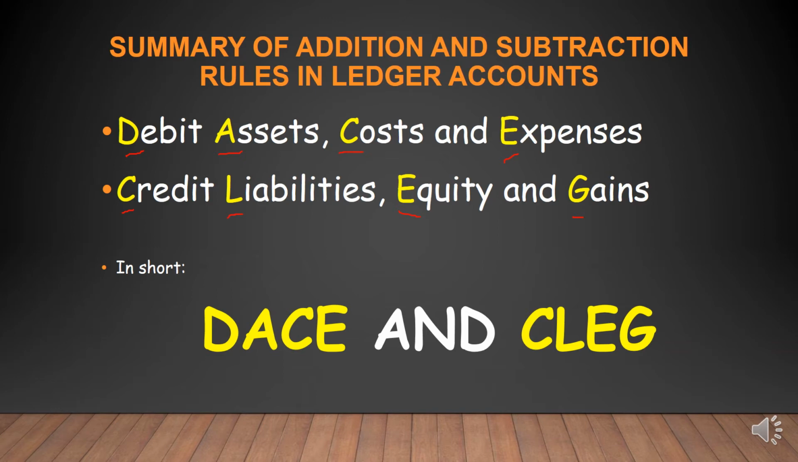Des and Clegg. So D for debit, A for assets, C for costs, and E for expenses. C for credit, L for liabilities, E for equity, and G for gains. Des and Clegg. Debit, assets, costs, and expenses, and credit, liabilities, equity, and gains.